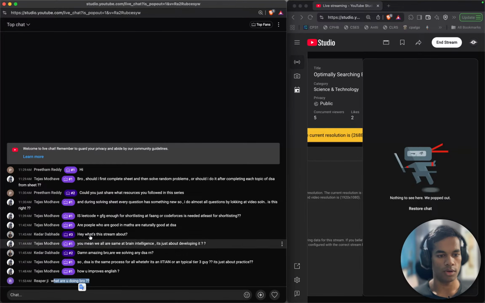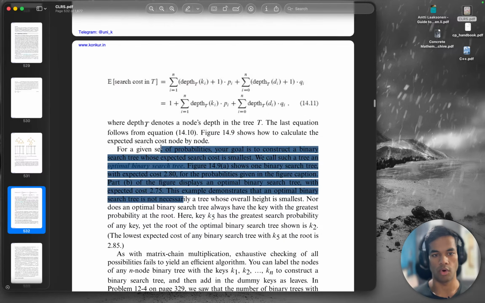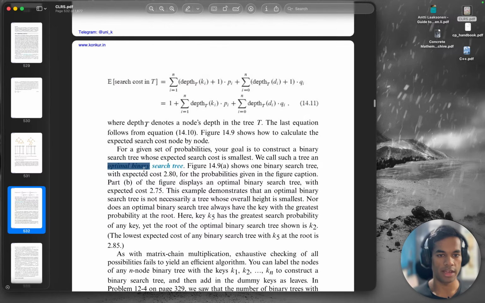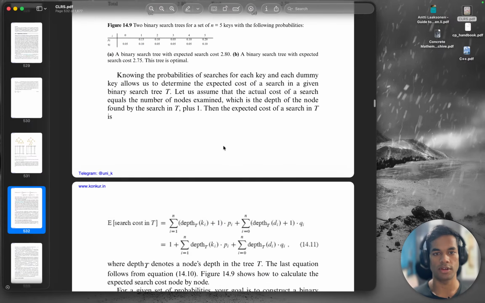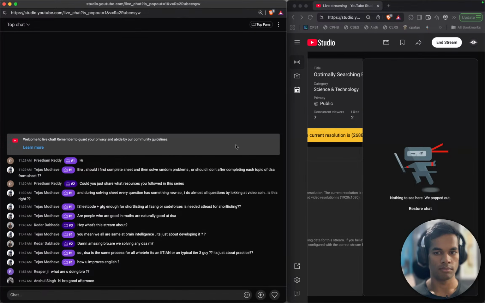Bro, what are you doing? I am, for now, going through what is an optimal binary search tree. I'm seeing this for the first time myself, and we are trying to go through this together.